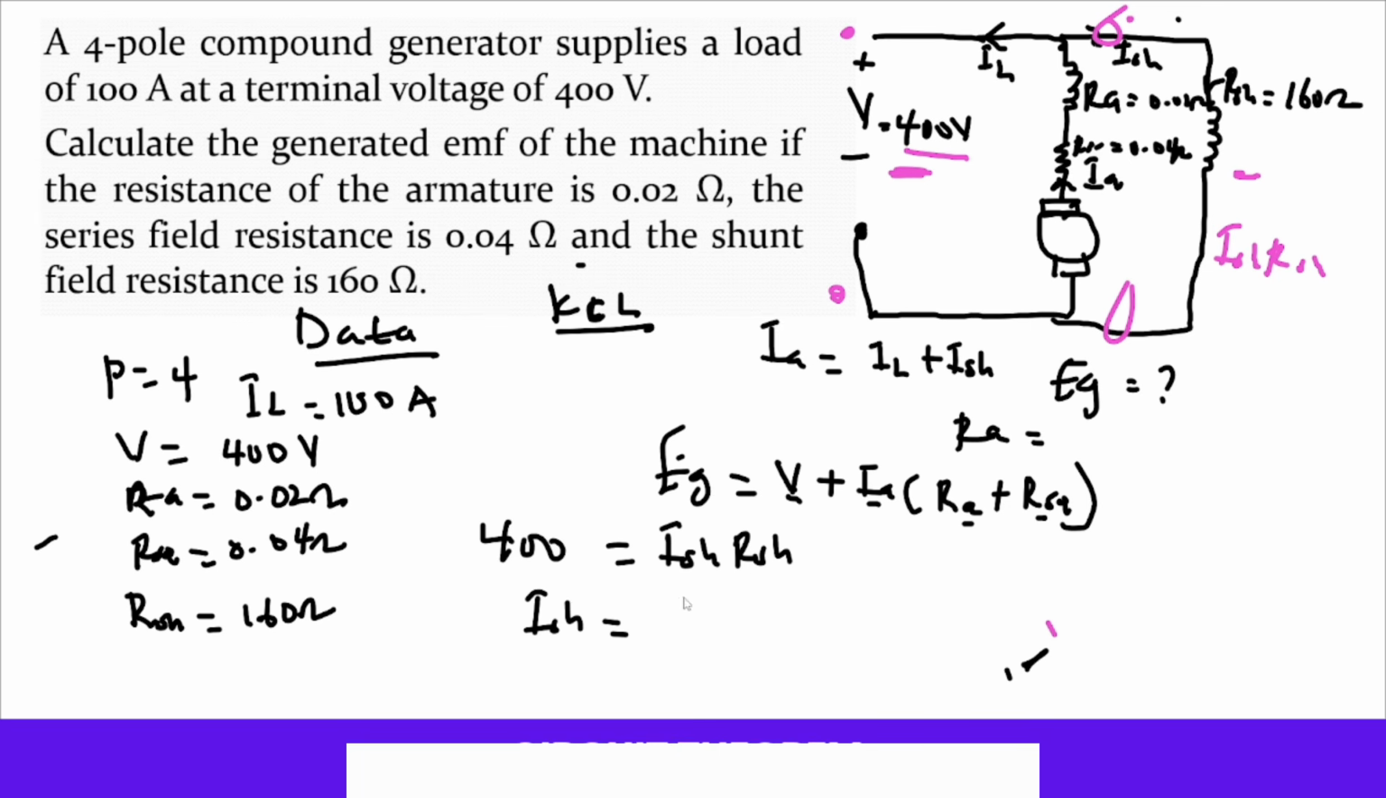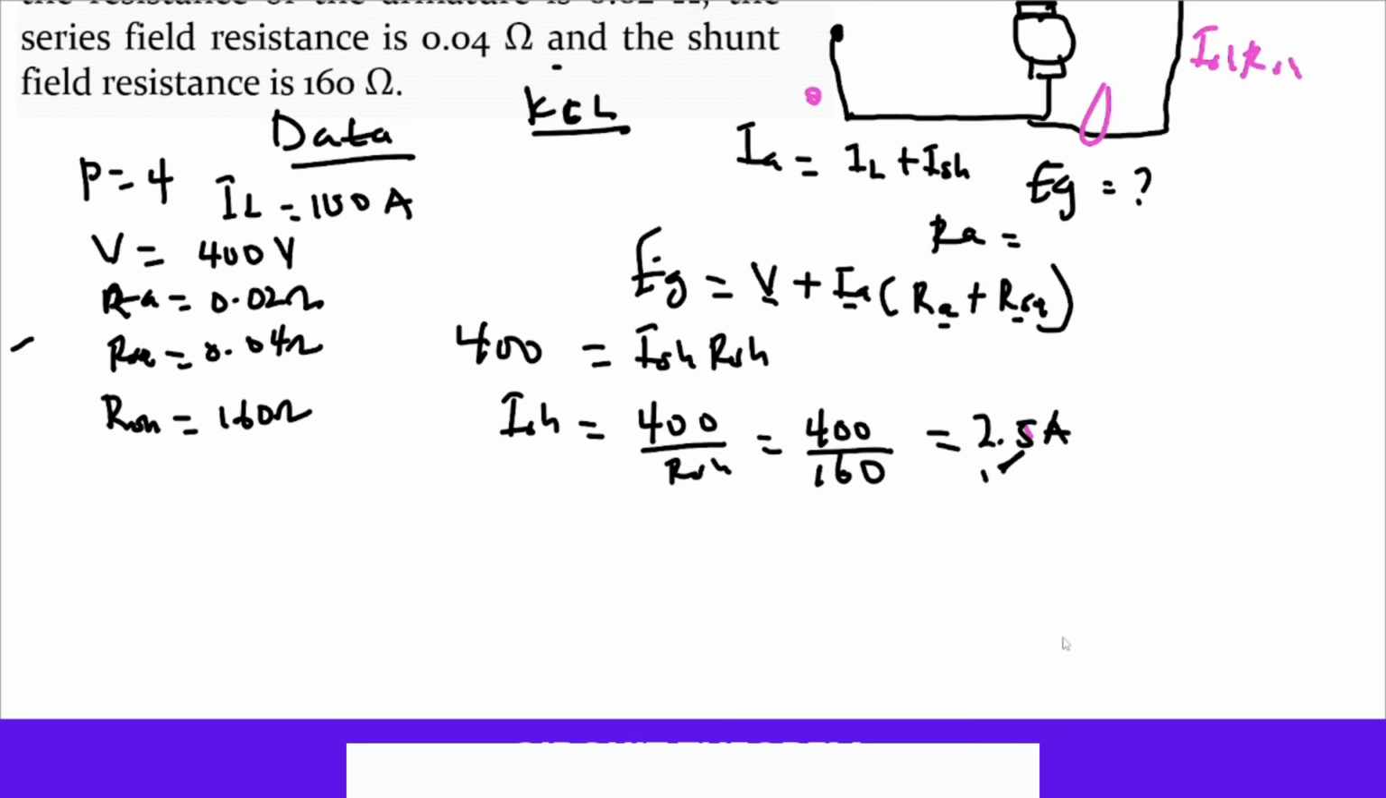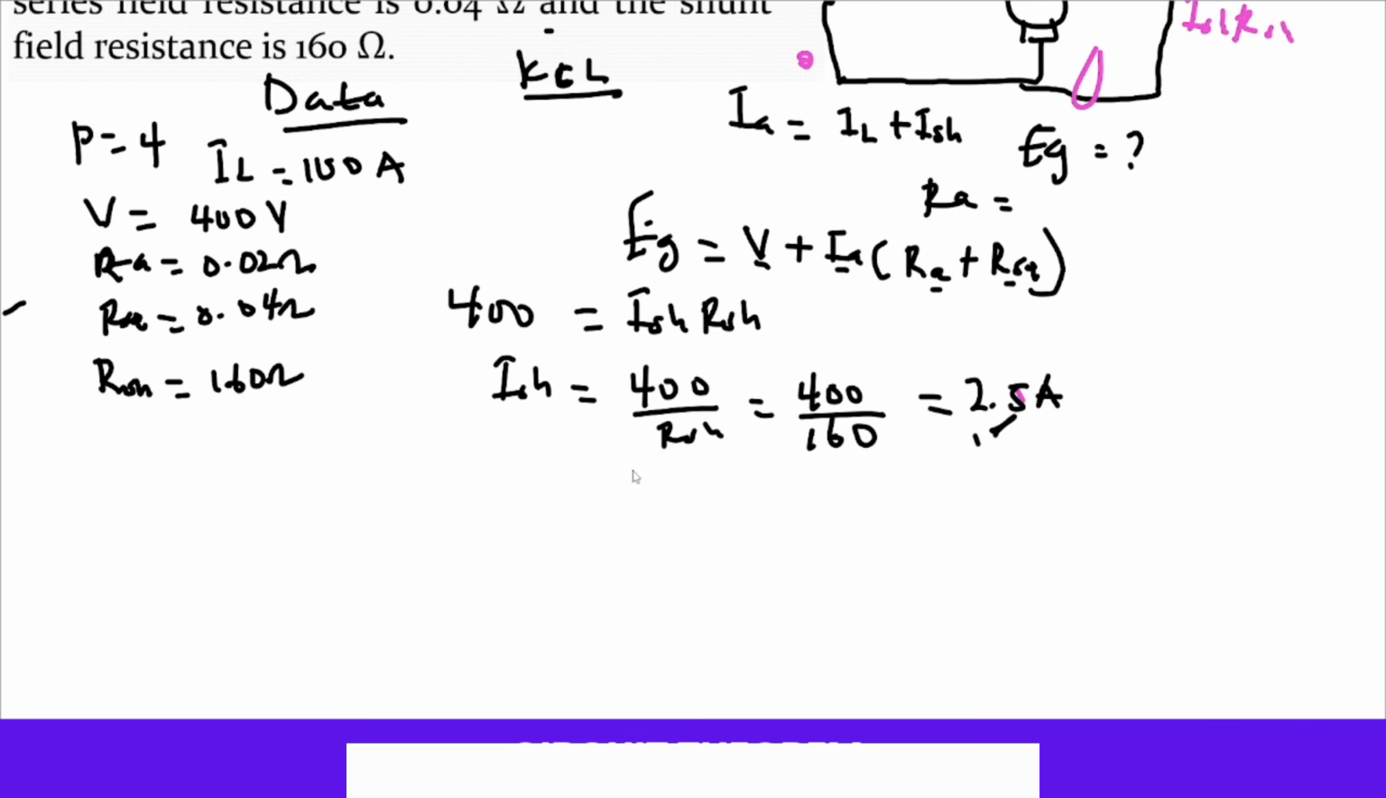So I shunt is equal to 400 over R shunt. Of course, we know that R shunt is 160. So this is the same as 400 divided by 160, and that will give us a corresponding result of 2.5 amps. Now what were we looking for? We're looking for IA. That is what we don't have.